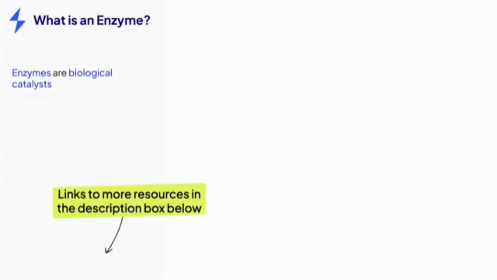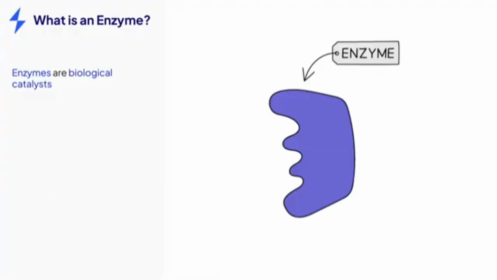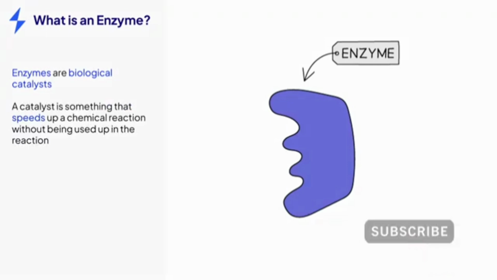This video is on the topic of enzymes and the lock and key model. Let's start by defining what an enzyme is. An enzyme is a biological catalyst. A catalyst is something that speeds up a chemical reaction without being used up in the process. At the end of the reaction, enzymes are free to catalyze more reactions.